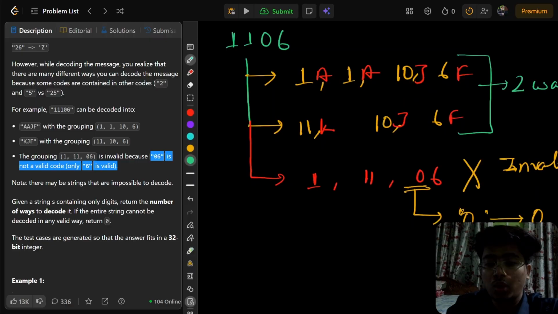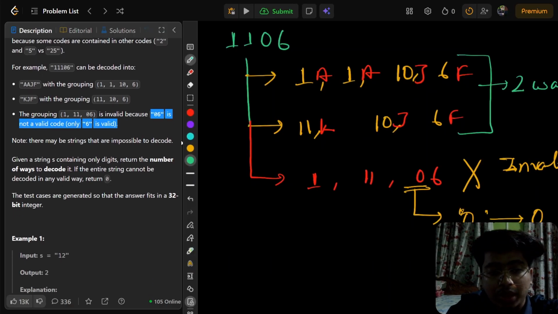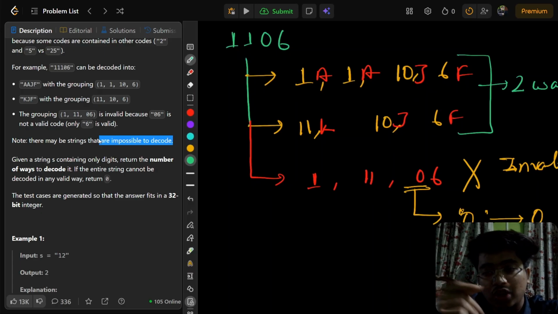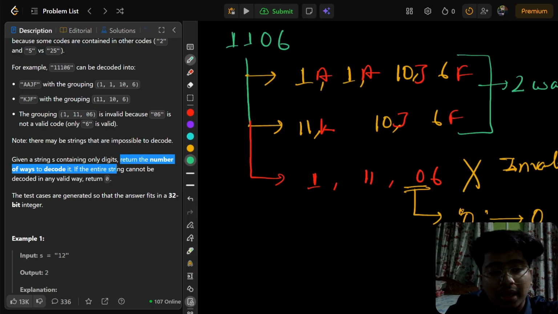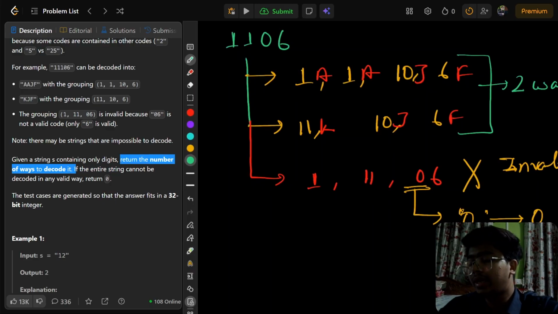Now let's move on to what the problem tells next. Note there may be strings that are impossible to decode. So there might be a few strings we cannot decode at all. Given a string s containing only digits, so they have ensured that the string s contains only digits 1 2 3 4 5 6, nothing more. Return the number of ways to decode it. So that gives us the objective.